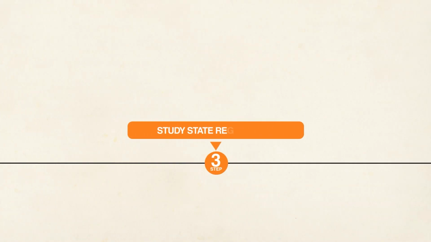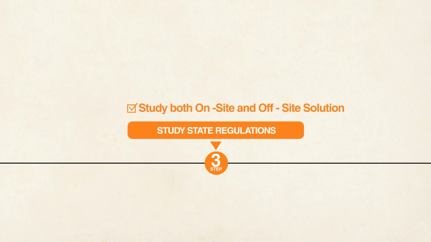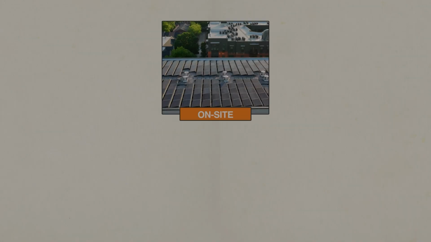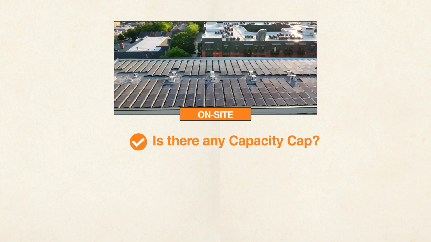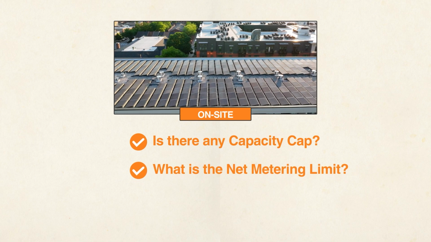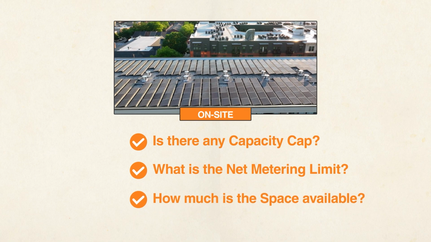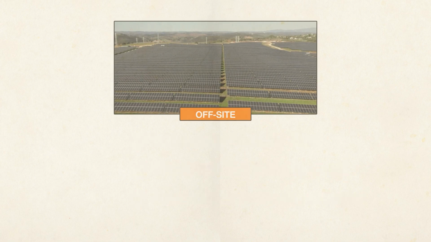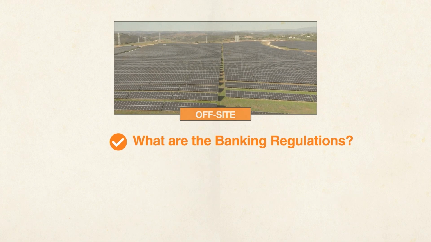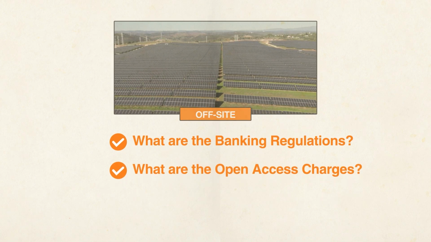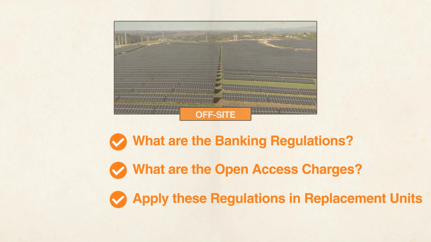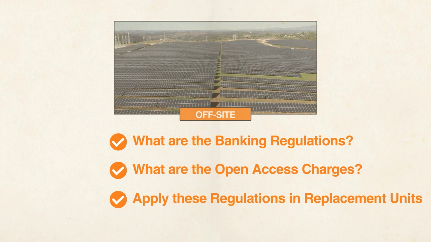Step number 3 is to study the state regulations. When you are studying the state regulations, study for both on-site and off-site solutions. For on-site, look at whether there is any capacity cap. What is the net metering limit? Also check how much space is available. Similarly, for off-site, check what the banking regulation says and what the open access charges are, and apply these regulations on these 16 crore replacement units.